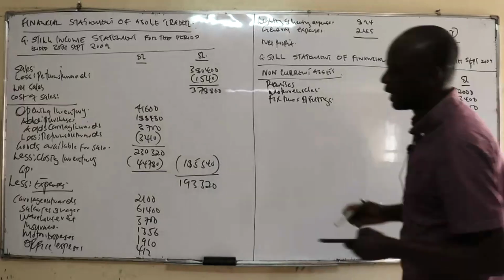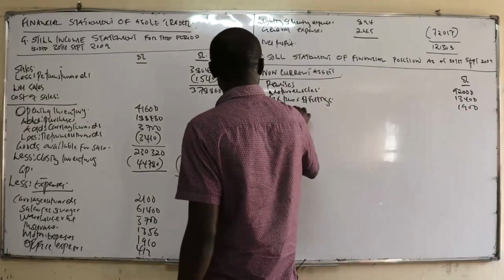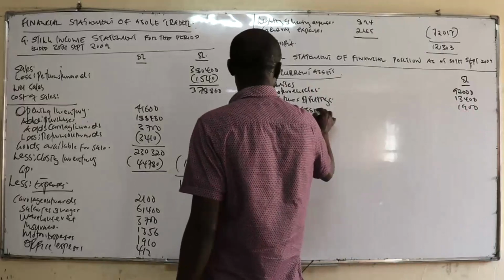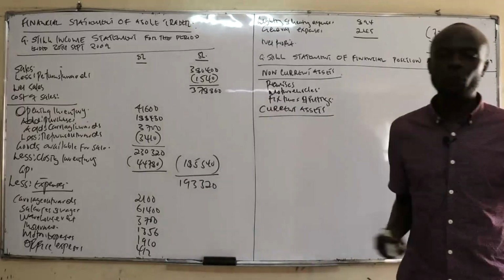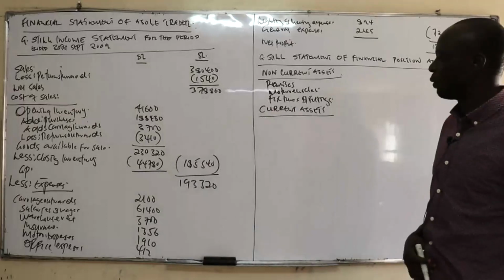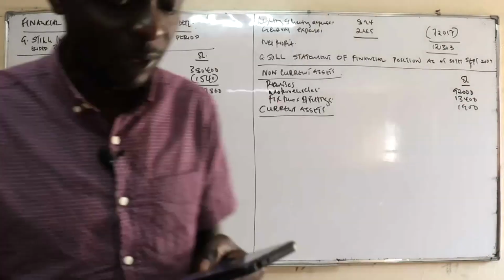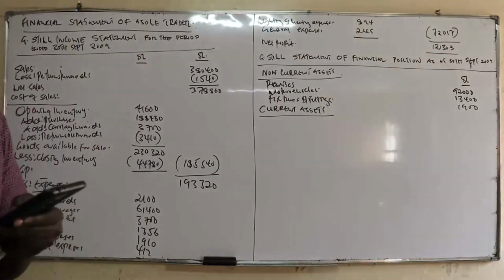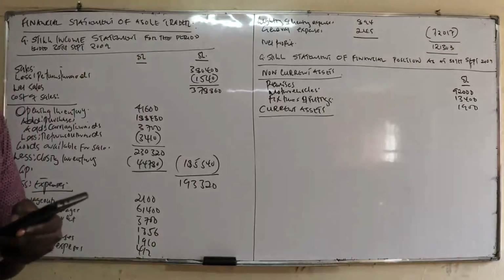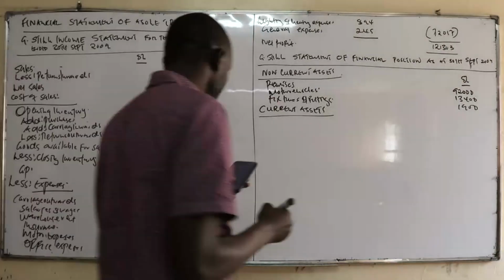After listing the non-current assets, you come here and list also the current assets. Current assets are those assets that stay in a business for a short period, mostly not more than one financial year, just within the financial year. And they include items like inventories, debtors or accounts receivable, cash at bank, prepayments, or cash in hand.